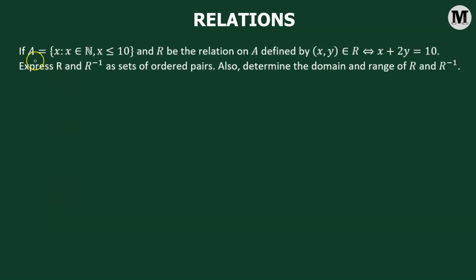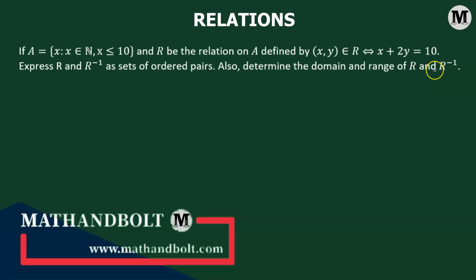So in this problem, we are provided with a set A, and we have R, which is the relation on A. It is defined as the ordered pair (x, y) belonging to the relation R if and only if x + 2y = 10. We need to express R and its inverse as a set of ordered pairs, and also we need to determine the domain and range of both the relation R as well as its inverse.